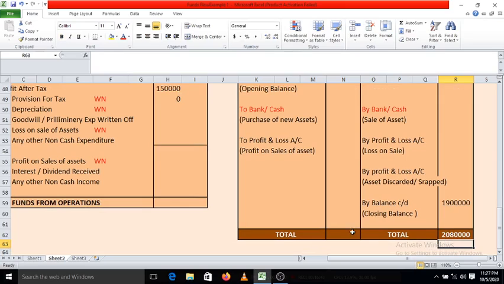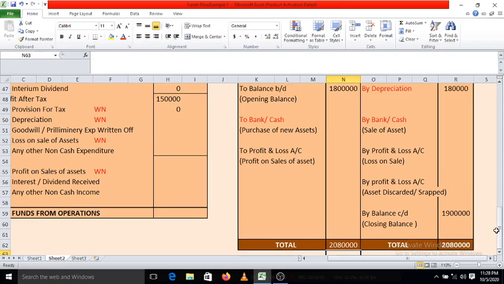So I will write that amount, I will record the same amount on the debit side, 20 lakhs 80,000. So the total of both sides comes to 20 lakhs 80,000. You can check that the total has to be 20 lakhs 80,000. But on the debit side there is only one amount, that is rupees 18 lakhs. So it means something is missing over here.